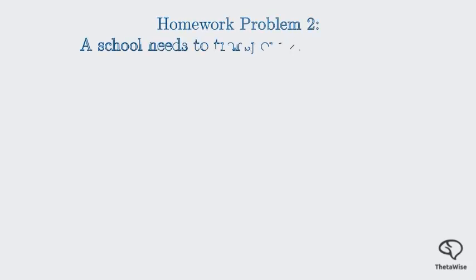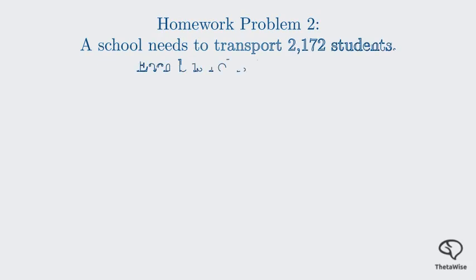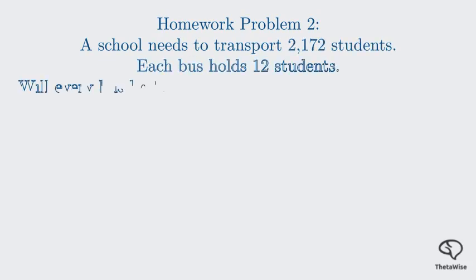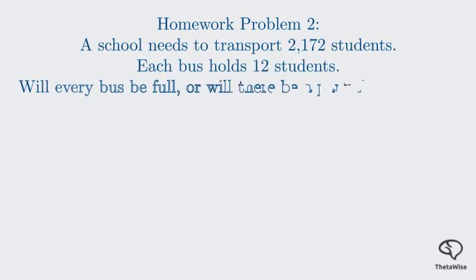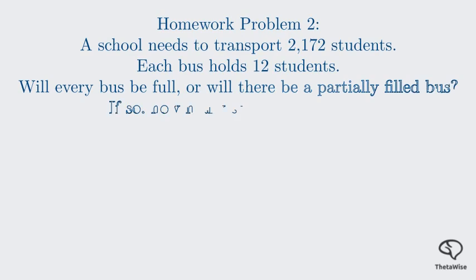Let's tackle our second homework problem. Our objective is to apply the divisibility test and shortcut for 12. Here's the problem. A school needs to transport 172 students to a field trip. Each bus can hold 12 students. Will every bus be full, or will there be a partially filled bus? If there's a partially filled bus, how many students will be on it?